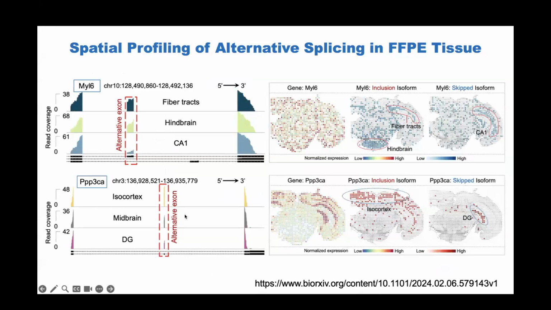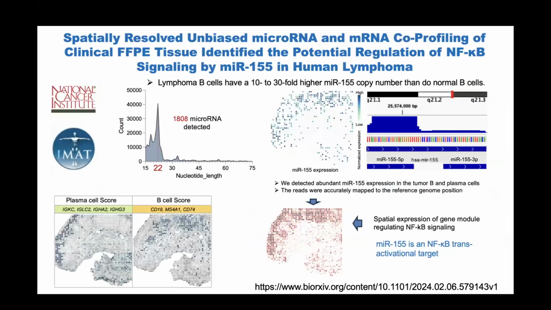Just to show you one specific example, this protein phosphatase subunit: you see expression of this gene in multiple regions of the brain, at the isocortex, midbrain, and the dentate gyrus of the hippocampus. But this skipping isoform is exclusively expressed in the dentate gyrus of the hippocampus, but not anywhere else. So this type of information you just cannot get from spatial gene expression data. So now we're able to see spatial alternative splicing mapping directly in clinical FFPE tissue specimens.